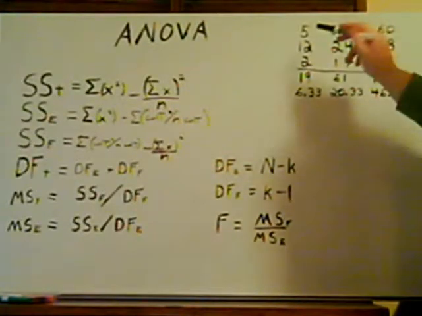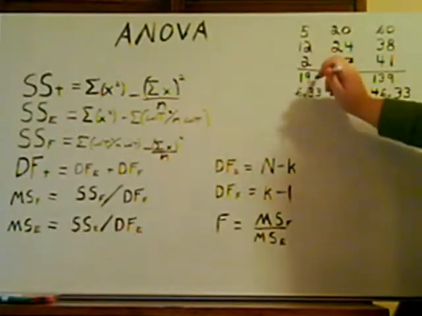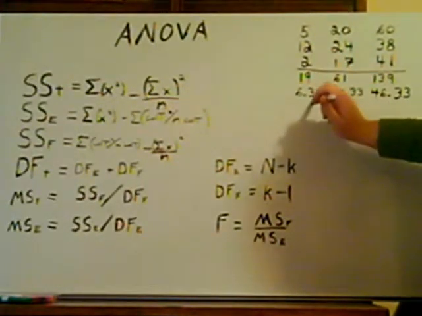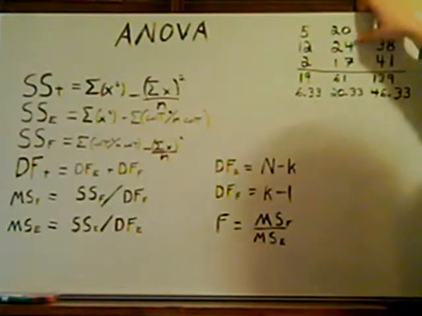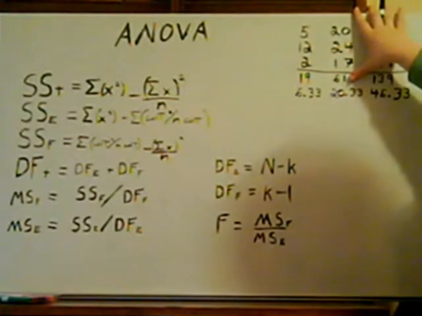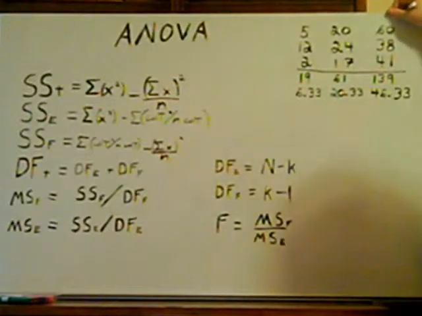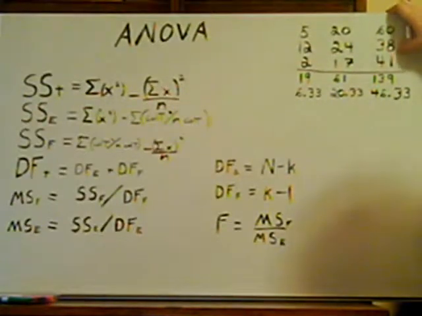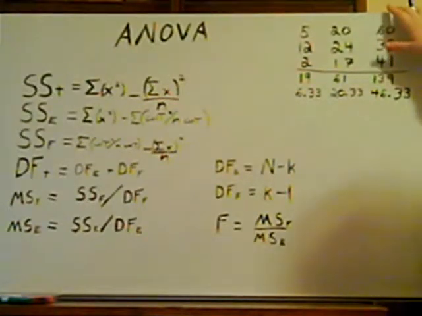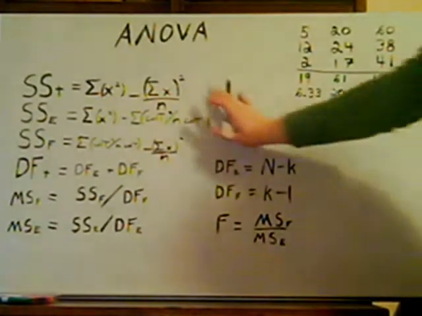We've got 5 minutes, 12 minutes, and 2 minutes for the soft music, which has a total of 19 and a mean of 6.33. There's 20 minutes, 24 minutes, and 17 minutes for the medium music, which has a total of 61 and a mean of 20.33. And the loud music took 60 minutes, 38 minutes, 41 minutes, and that came up with a total of 139 with a mean of 46.33. Okay, now that we've got all that data, we can start moving on to all of this.